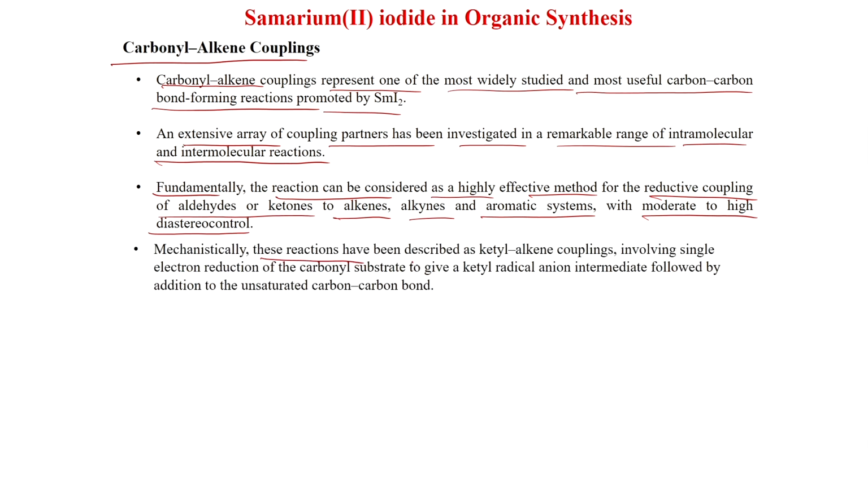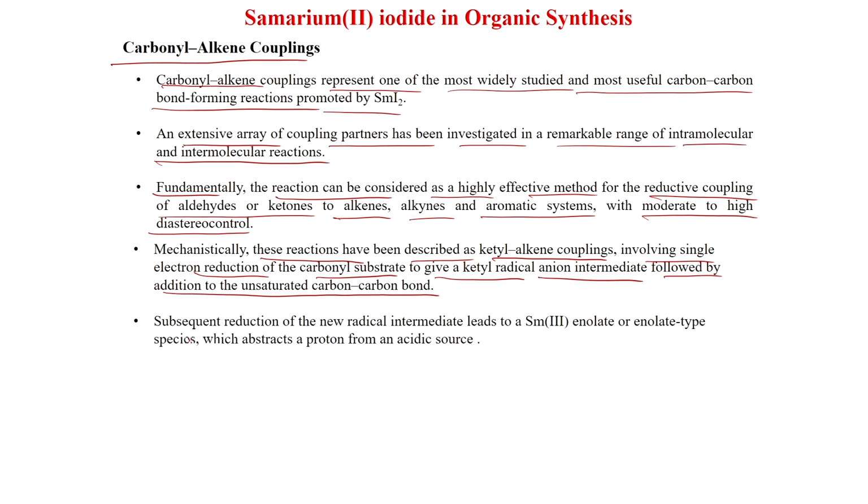Mechanistically, these reactions have been described as ketyl alkene couplings involving single electron reduction of the carbonyl substrate to give a ketyl radical anion intermediate, followed by addition to the unsaturated carbon-carbon bond. Subsequent reduction of the new radical intermediate leads to a samarium(III) enolate or enolate type species, which abstracts a proton from an acidic source.